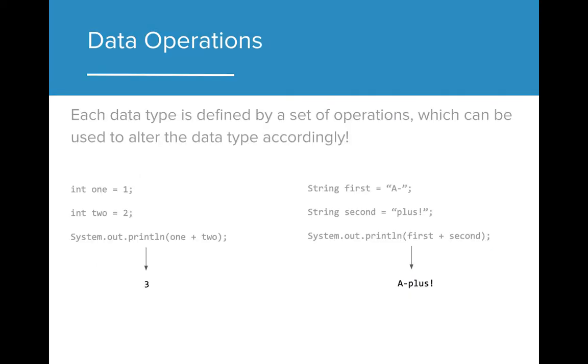Data types come with a set of operations that can be executed while using that particular data type. Integers and doubles follow the same base set of operations that they do in basic mathematics, and strings are able to add and multiply values together.